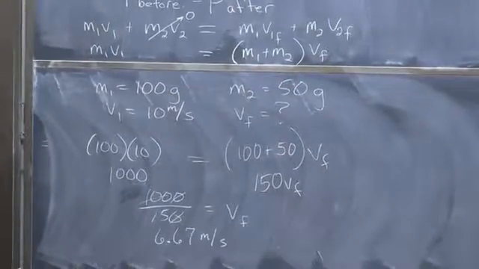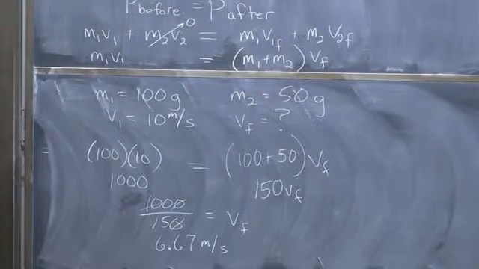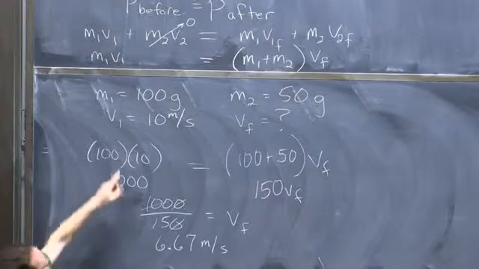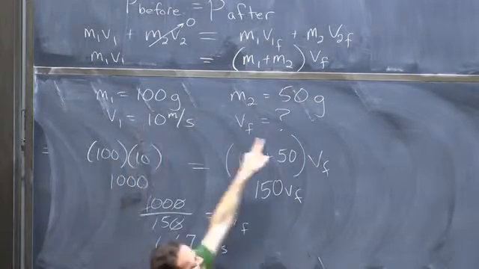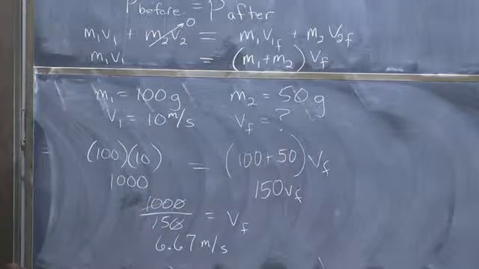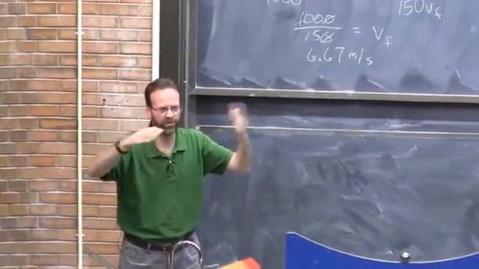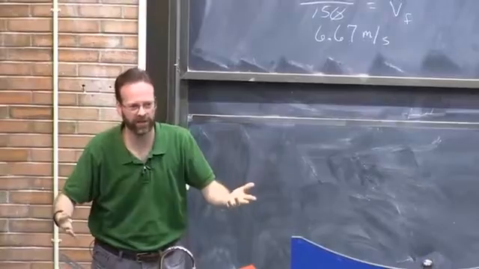Now, this is one where my initial knee-jerk reaction is, oh, the mass is half the size of the first one, so the velocity is going to go down by a half. Since the mass goes up, the velocity goes down. It's a factor of 2, so the velocity is going to change by a factor of 2.